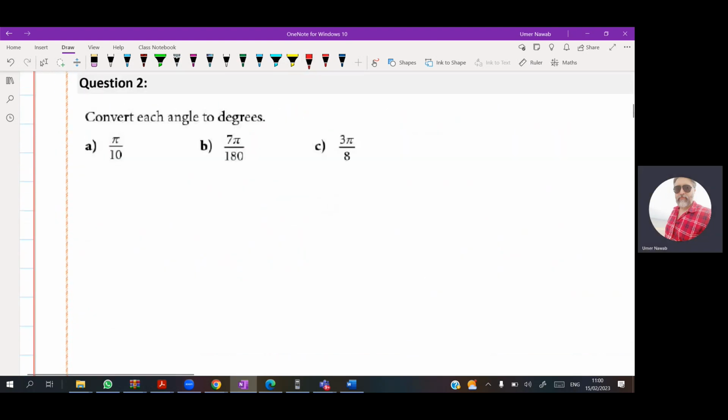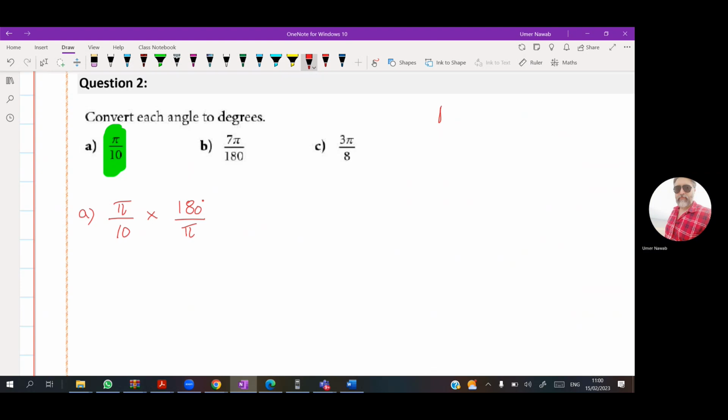Next. Now we have radian measures and we need to convert them into degrees. Remember how we do this? Pi over 10. We need to multiply with 180 and divide it by pi. Because I want to move from radian to degrees. For this reason, 180 in the numerator and pi in the denominator, you need to multiply.